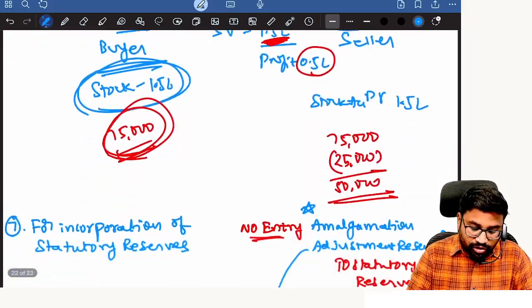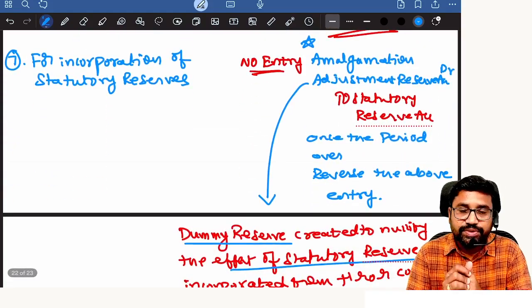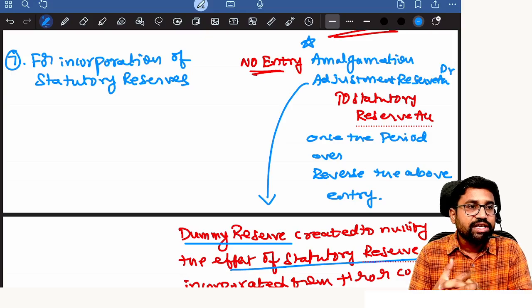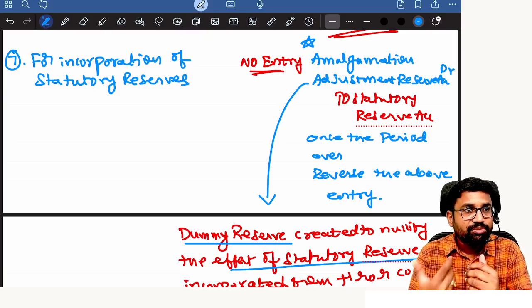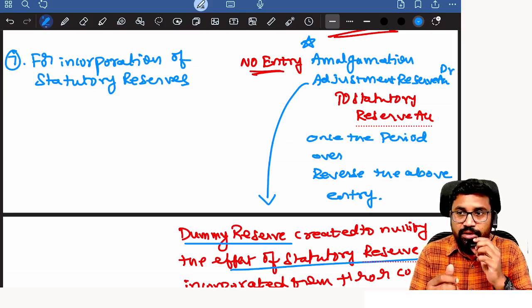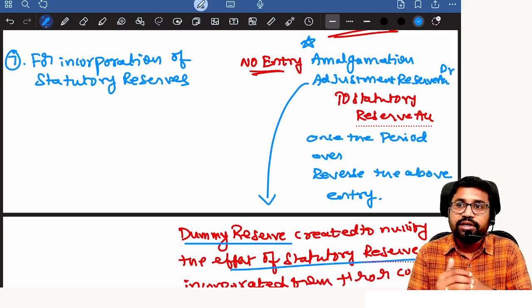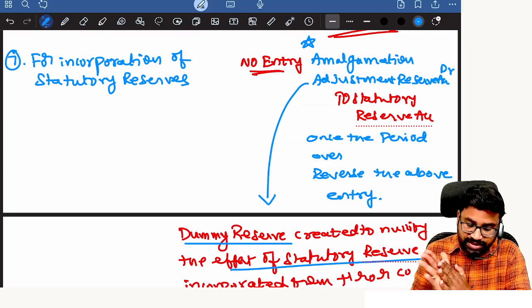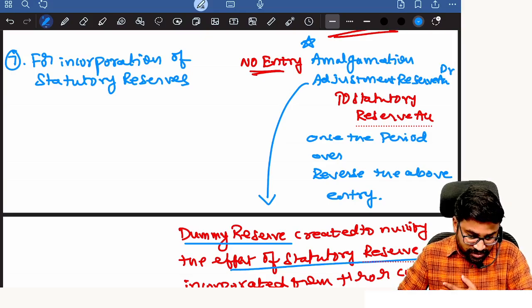Okay. And the last one, incorporation of statutory reserves, very very important, I told you. In case of pooling of interest method, no need to pass any separate entry because already all reserves are incorporated, including statutory reserves. But in purchase method, generally we don't take reserves of transferor company, but these statutory reserves we must maintain for some period of time as per the law. Therefore, statutory reserves will be credited, and equivalent to that amount a dummy reserve is created to nullify the effect of the statutory reserves, that is amalgamation adjustment reserve. So the entry is amalgamation adjustment reserve account debit to statutory reserve.